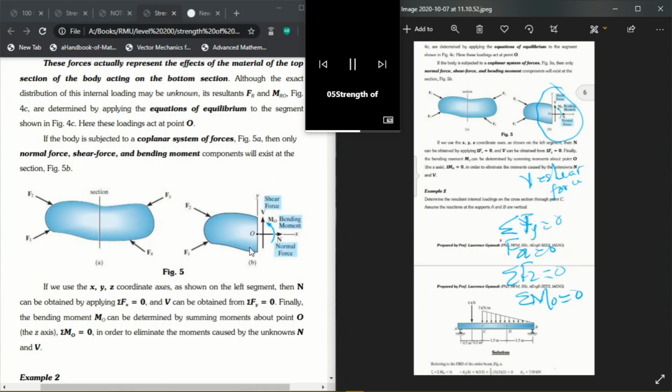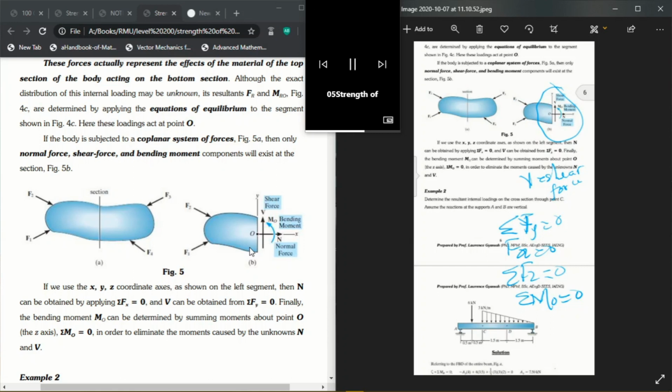At the separated point, at point O, you will see a shear force V. V is called shear force. And then you will see M_O, which is called what? Bending moment. And you see N, which is called the normal force. So how many forces do you see? 3. Shear force along the y direction, normal force along the x direction, and the resisting moment at the point O.